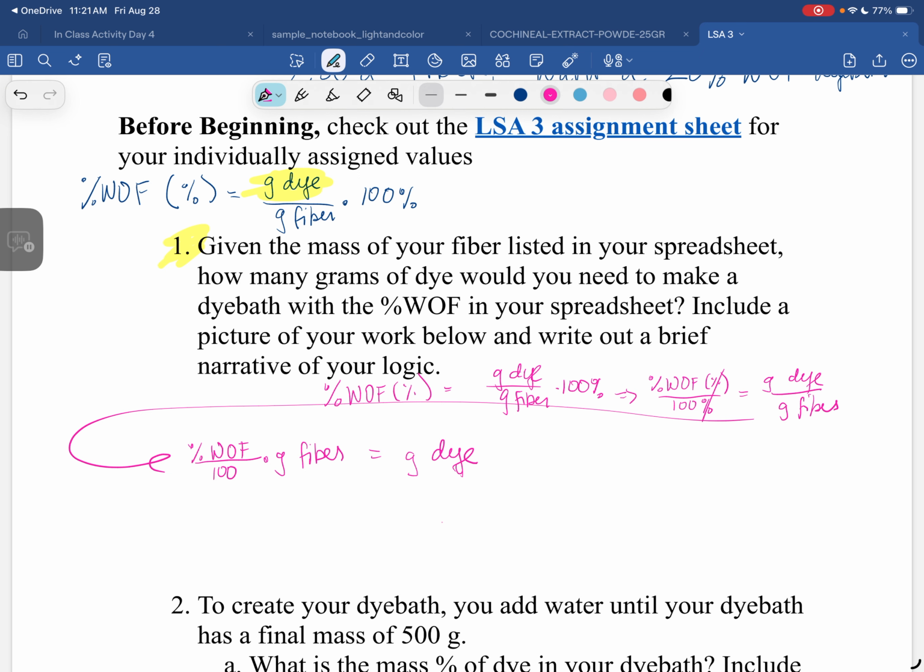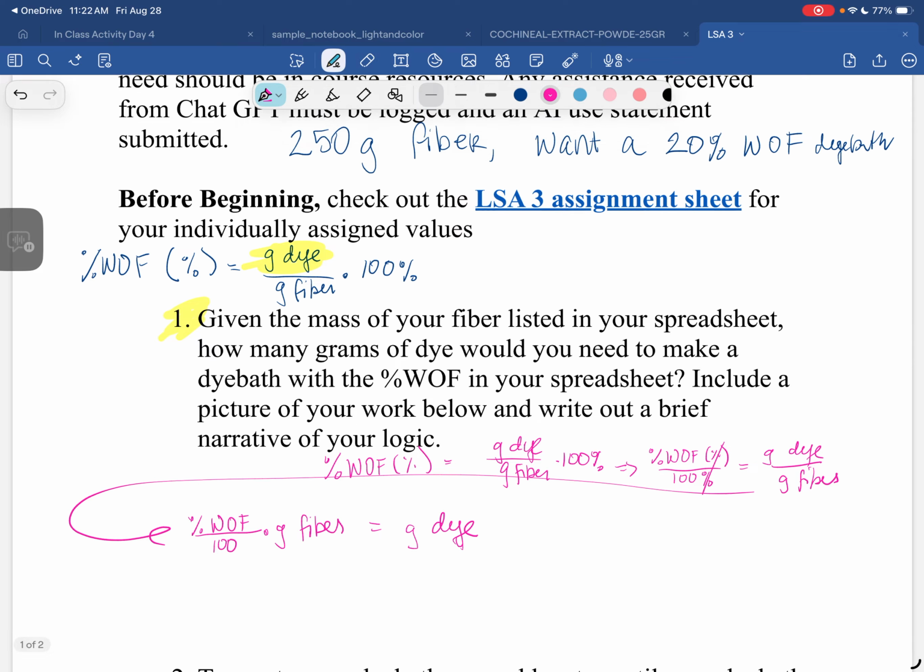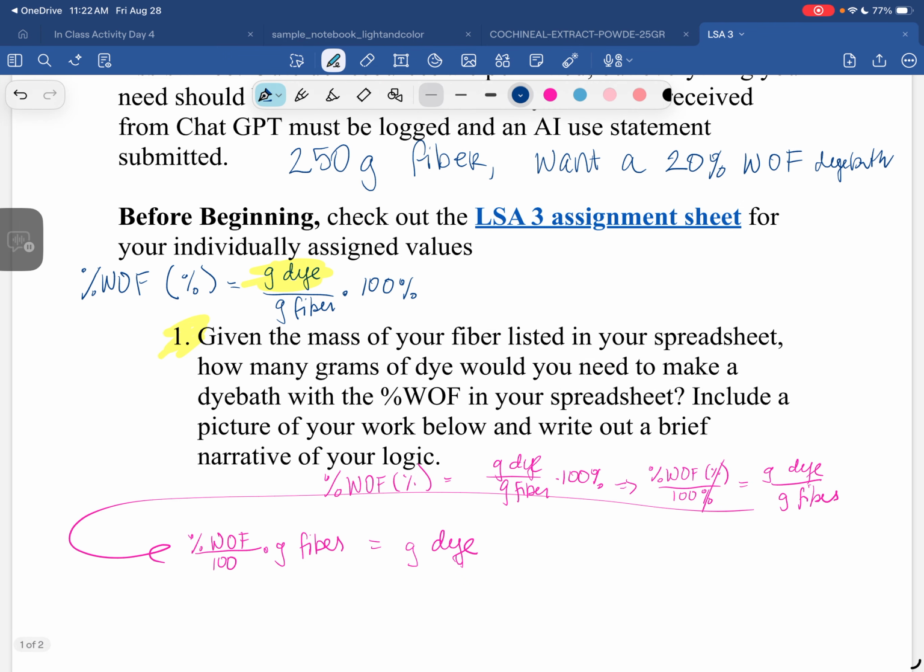So we know that we want 20% weight of fiber. So I am going to plug in 20% weight of fiber here divided by 100%, which is given as part of the equation. And again, our percentages are going to cancel out. And then we multiply by the mass of our fiber, which is 250 grams. All right, and that's going to give us our value for dye.